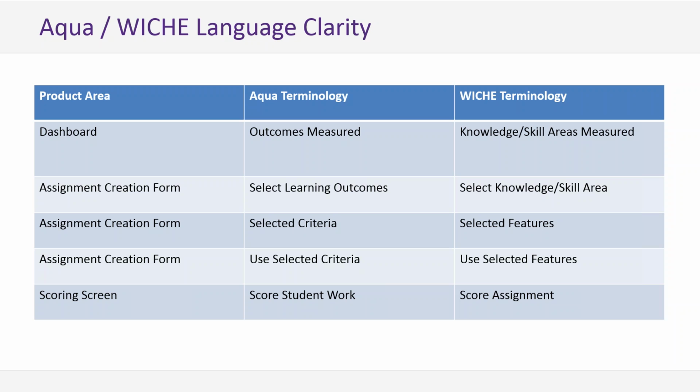So where we talk about outcomes and learning outcomes measured in Aqua, the WICHI terminology is the knowledge or skill areas that are being measured. Where we talk about rubric and criteria in Aqua, for the project we would be talking about features. And I can highlight that as we go through the screens as well. For this particular project that we're looking at today, which is the upload of the assignments and then the scoring of those assignments, where we talk in Aqua about scoring student work, in this case, obviously, we're using the product in a slightly different way, and we would be scoring the assignments themselves.